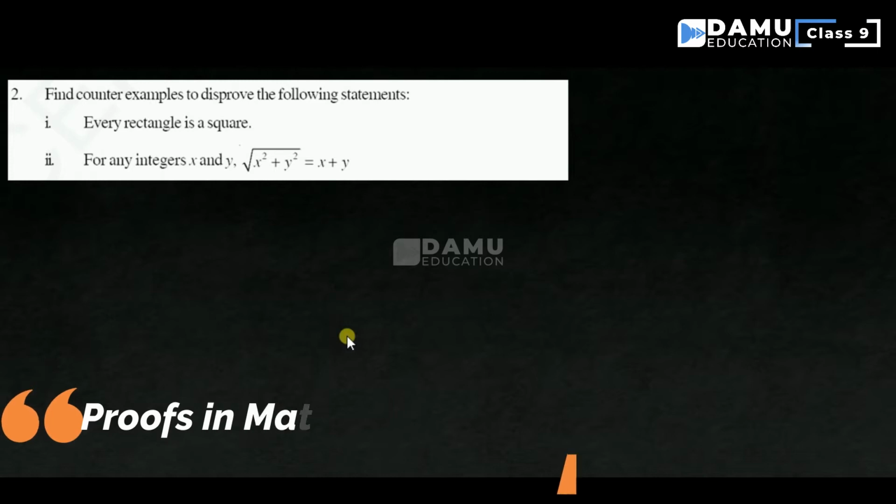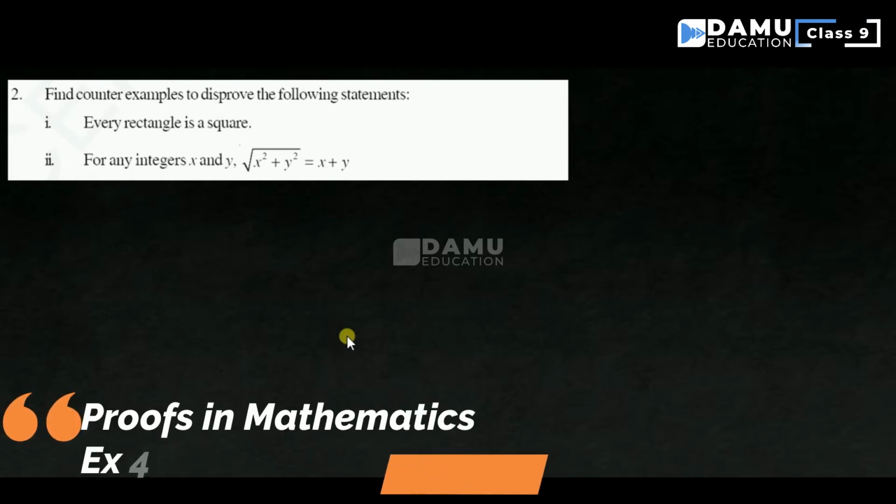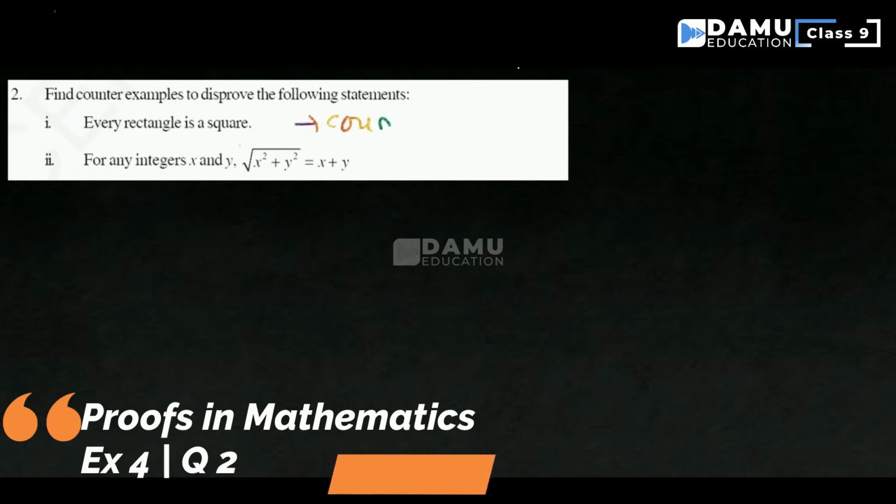So in this question we are going to discuss: find a counterexample to disprove the following statements. Disprove means that we have to write a counterexample. That is the disproof. There is no existence of proof for that. So the first one: every rectangle is a square.